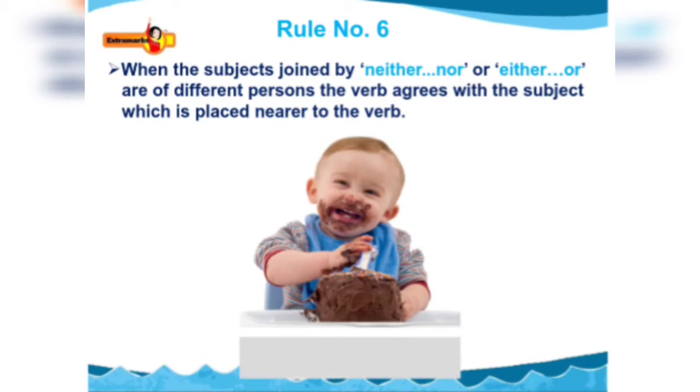Rule number 6. When the subjects joined by neither, nor, or either, or are of different persons, the verb agrees with the subject which is placed nearer to the verb. For example, either he or I eat the cake. Either I or he eats the cake.